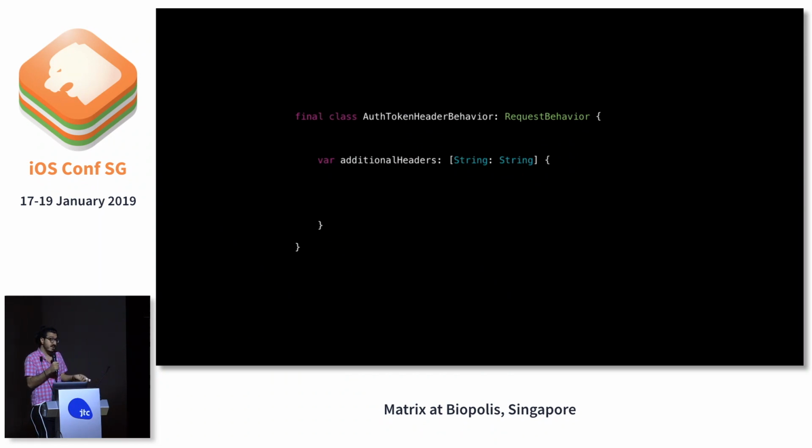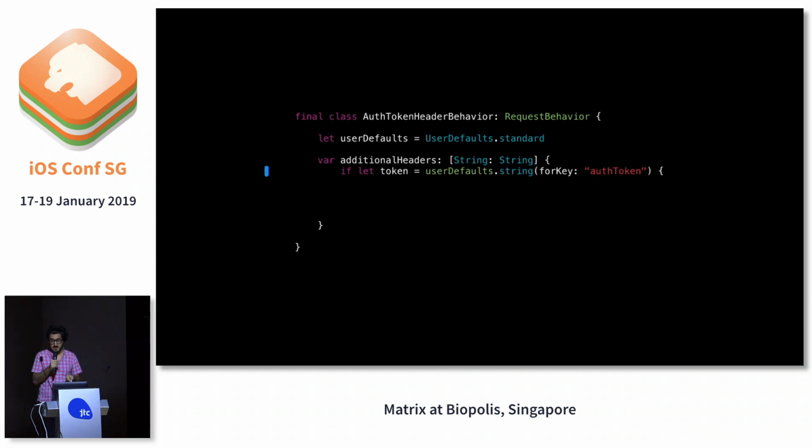All we need to do is implement additional headers. We don't need to implement anything else. We need access to the user defaults singleton, right? We need to check if the auth token is there. If it's there, return it. And if it's not there, return nothing. So this will always log us in exactly how we want.